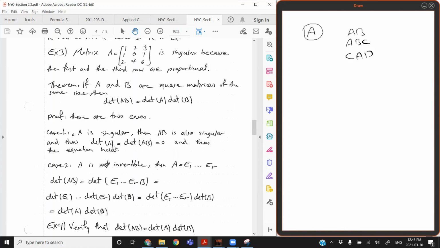And then, of course, the determinant of A is going to be 0 because we just proved the theorem. The determinant of AB is also going to be 0 because AB is also singular. Thus, this equation automatically holds. 0 equals 0 times the determinant of B. It doesn't matter what the determinant of B is. This is okay. So that's case 1. Any questions about case 1?